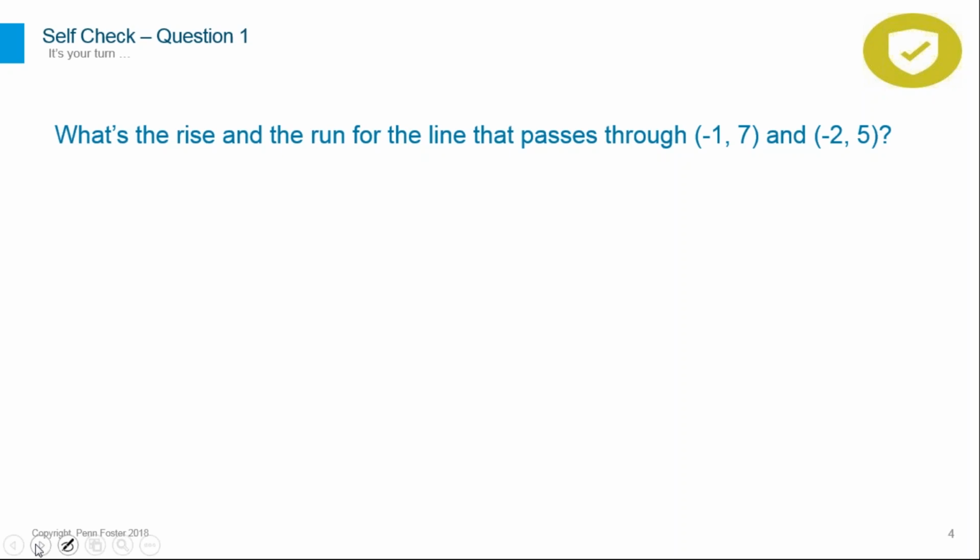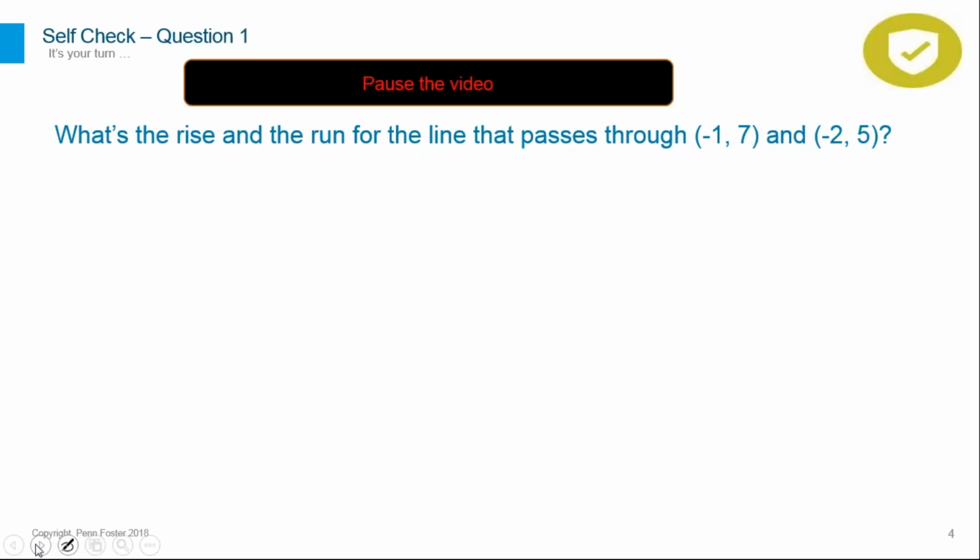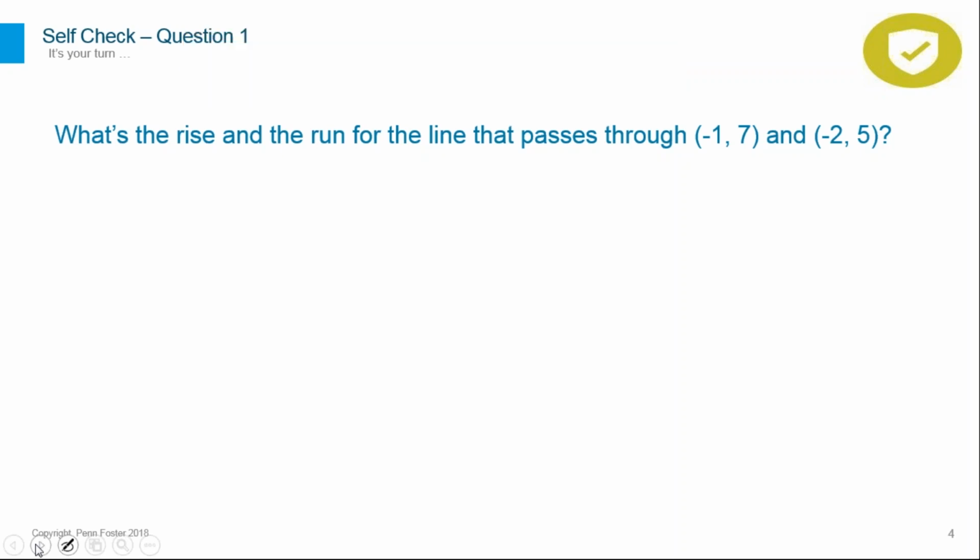This is a practice question for you to try. What's the rise and the run for the line that passes through (-1, 7) and (-2, 5)? Again, we will find the slope. The slope of the line can be found by using the formula m equals y2 minus y1 over x2 minus x1.